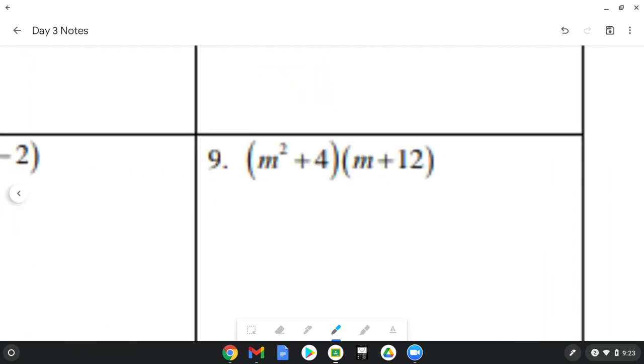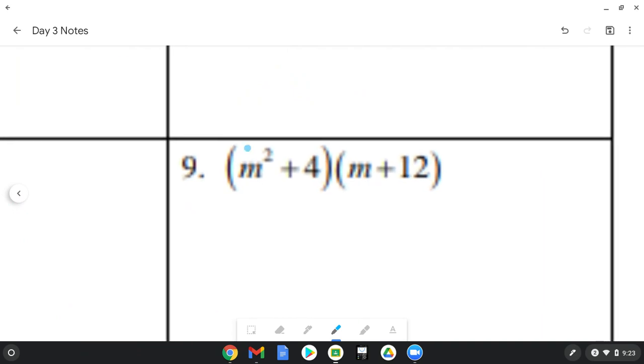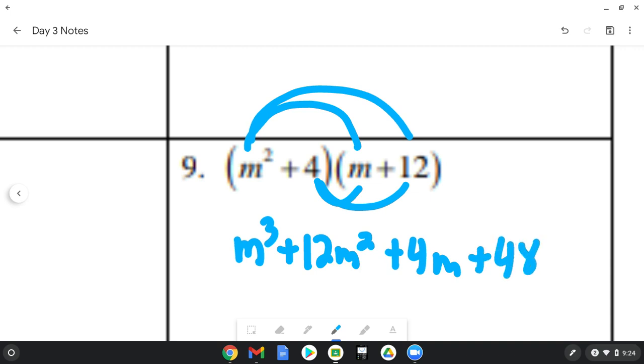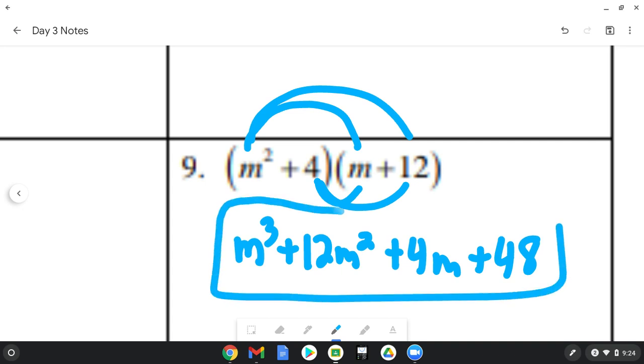And then 9. If we do my multiplication, it would be m squared times m, which is m to the third. M squared times 12 is 12m squared. The second by the first term would give me plus 4m. And then the second by the second would give me plus 48. I don't think that I see anything that can combine, because there's nothing with the same exponent. So this must be my answer. If I needed to name this, this would be a cubic polynomial.